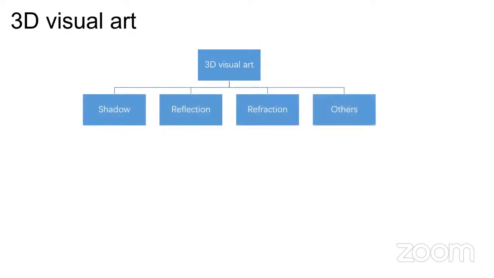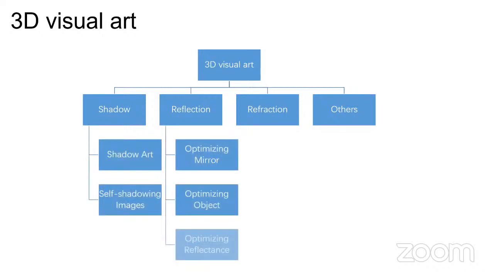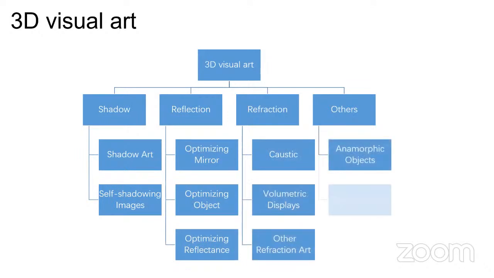There are many studies on 3D visual art design problems. According to the types of art, I simply divide them into 4 categories: shadow, reflection, and others. And within each category, I subdivided these studies into subcategories according to the problems they solve. Next, I will simply introduce the problems studied in each category.